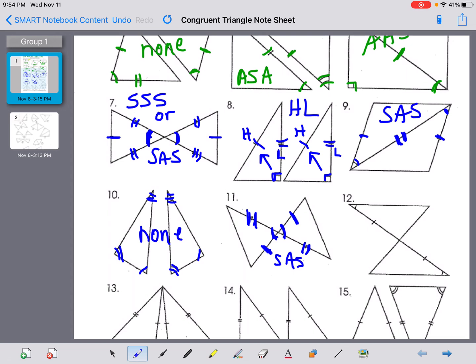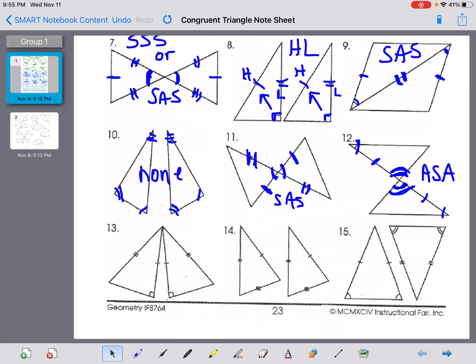All right, on number 12, anything I can mark? They have that nice X, so I can mark that vertical angle there. So I have an angle, a side, and an angle. So this one's going to be angle, side, angle. The side is between the two angles, and that's where I get my angle, side, angle. All right, last one's on this side.